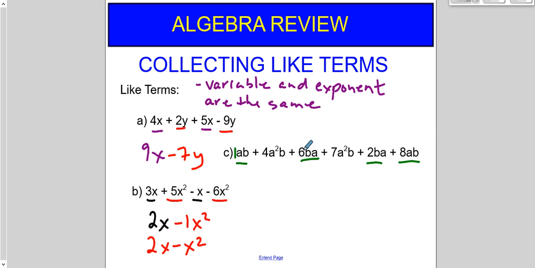So 1 plus 6 is 7, 8, 9, plus 8. So that's going to be 17 AB. And then we have 4a squared b and 7a squared b, which would give me 11a squared b. Okay, so whenever you're trying to put your like terms together, you're looking for the variable. The variable has to be the same, and the exponent on them has to be the same in order to put them together.